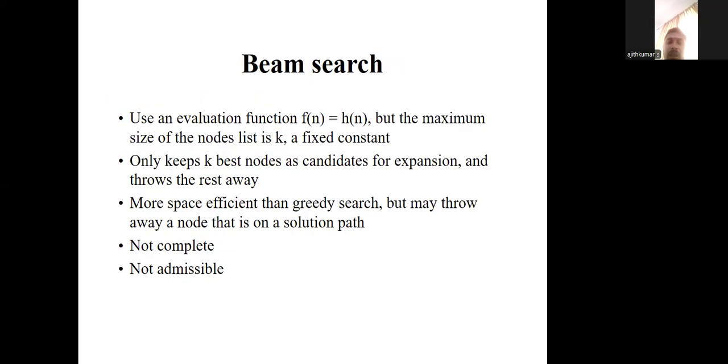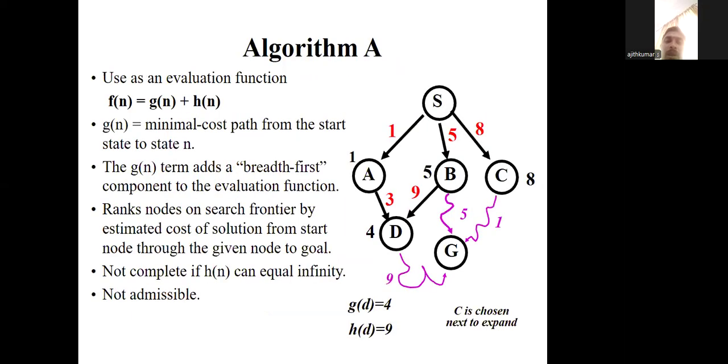Next is beam search. It uses an evaluation function f(n) equal to h(n), but the maximum size of the nodes list is k, a fixed constant. It only keeps the k best nodes as candidates for expansion and throws the rest away. It is not complete. It is not admissible.